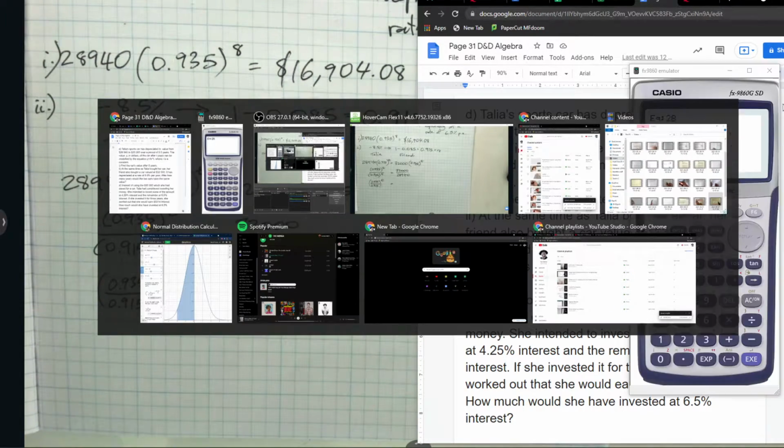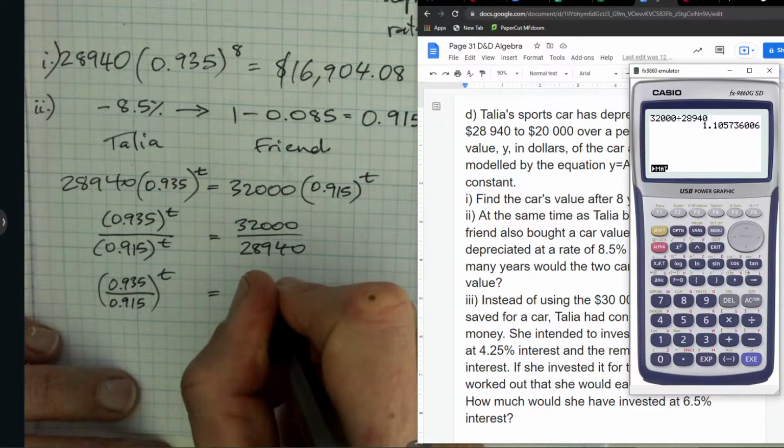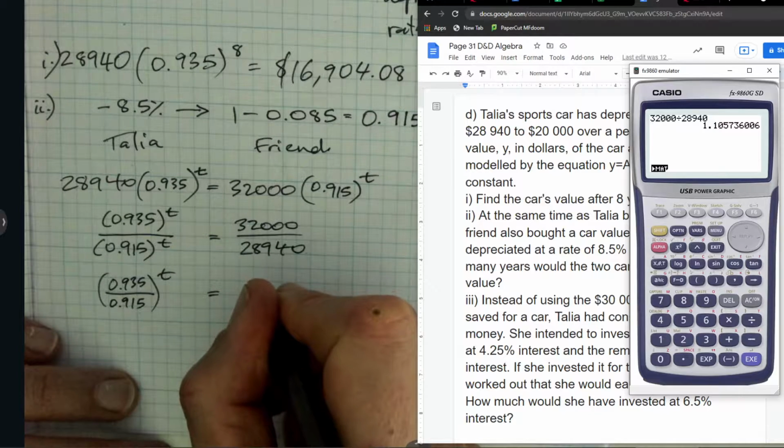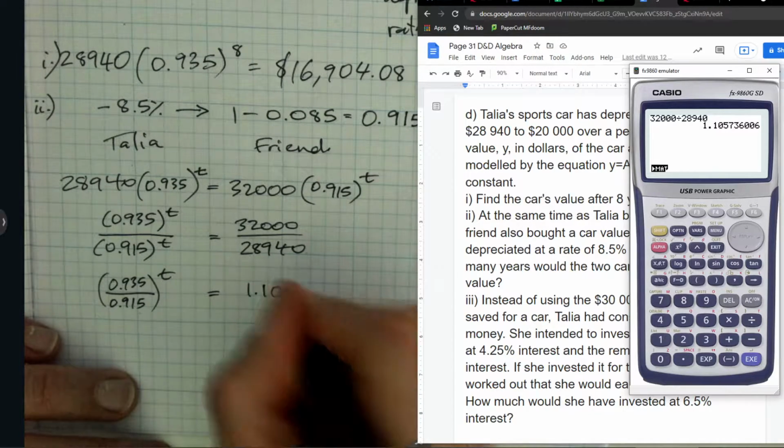32,000 over 28,940. I could do that on my calculator. Her car is 10.6% more valuable. 3DP, we'll stick to it.